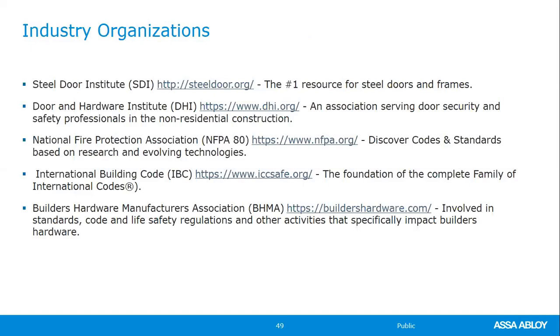Our last slide here will show you the various types of organizations, which you're probably familiar with. The one that you'll see day in and day out on your specs, as far as our doors and frames go, is going to be your SDI, steeldoor.org. Again, it is our resource, where a lot of our standards for manufacturing our standard doors and frames are housed. Of course, DHI, and then NFPA 80 is another guideline for us for our hollow metal doors and frames as far as fire rating.